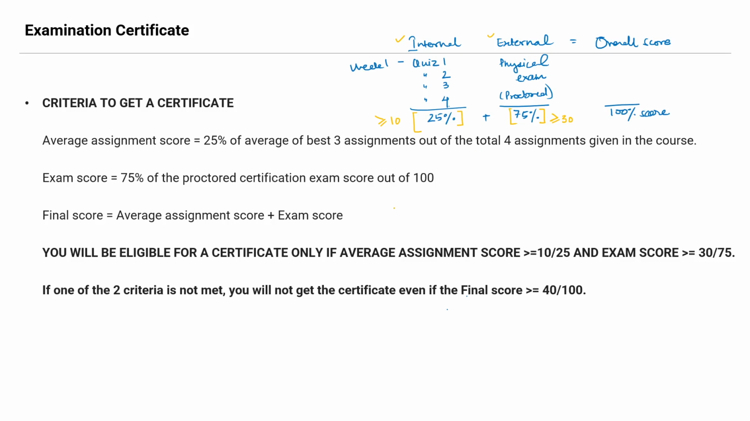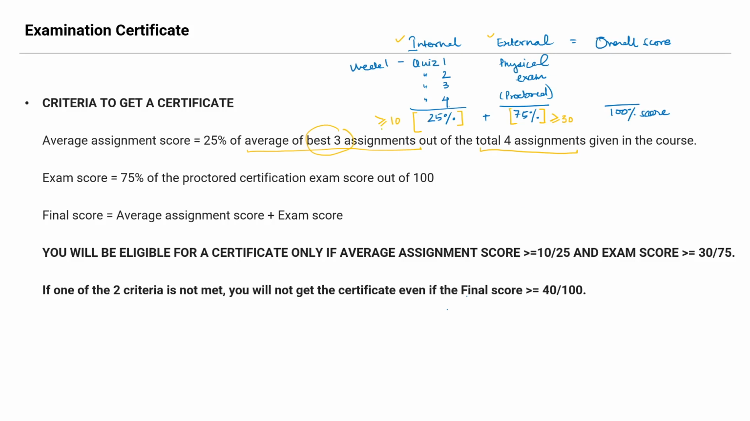So both the internal component and the external component are equally important. The benefit in the internal component is that we take the average of the best 3 assignments. Okay. So like I said, there are 4 weeks and each week has a quiz. So we'll have a total of 4 quizzes. Out of that, we'll be considering only the best 3. So there is a possibility, if you are not able to perform well or there is some doubt and you've got lesser marks, we'll take only the best 3 assignments, right? I hope this part is clear.